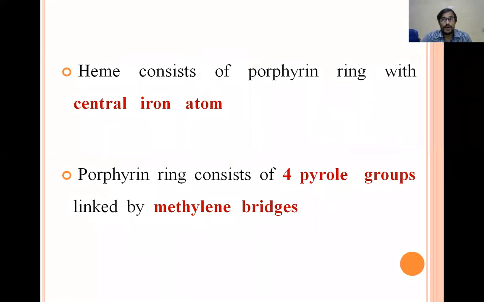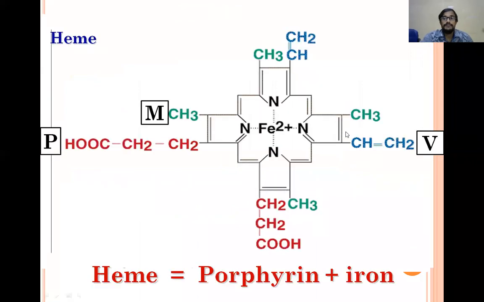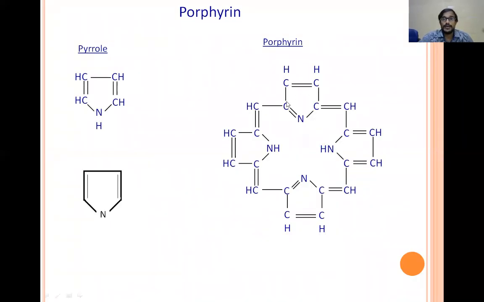So heme consists of porphyrin ring with central iron atom, and porphyrin ring consists of 4 pyrrole groups linked by methylene bridges. Okay. So here you can see the structure of the porphyrin present in the heme, and these are the pyrrole rings which are connected by the methylene bridges. So we are saying the very basics in the structure. We are just seeing the basics. So remember the basics. Porphyrin ring, and porphyrin ring contains 4 pyrrole groups.